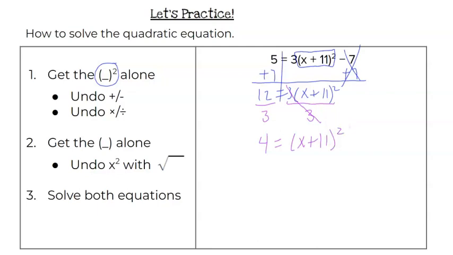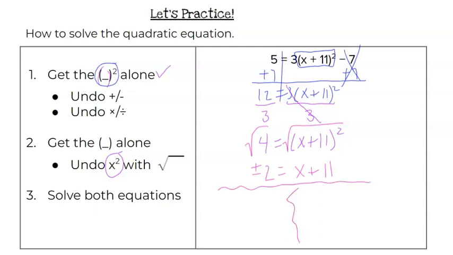So we got that quantity squared, the parentheses squared, alone. So now we need to undo that square with the square root. So we're going to take the square root of both sides. The square root of 4 is both positive and negative 2. Is equal to, when we take the square root of this right side, we're just left with the x plus 11 that's inside those parentheses. So now we need to split that into our two equations. We have positive 2 is equal to x plus 11, and negative 2 is equal to x plus 11.